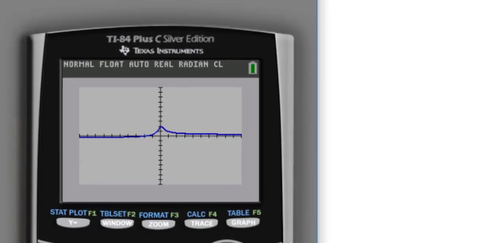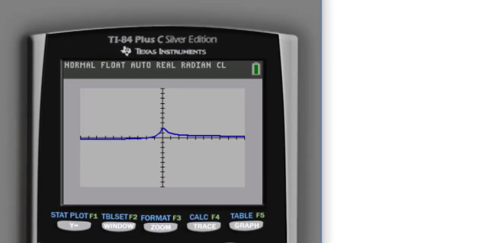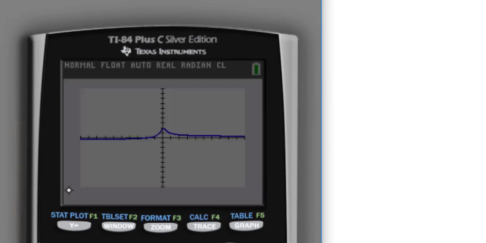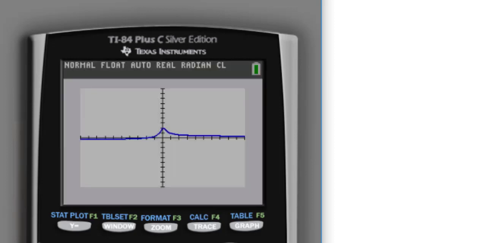If I look at this graph here, and I look as far to the right as possible on this blue function, and as far to the left as possible, is my function or graph leveling off somewhere? In other words, we're looking at the end behavior of this graph.